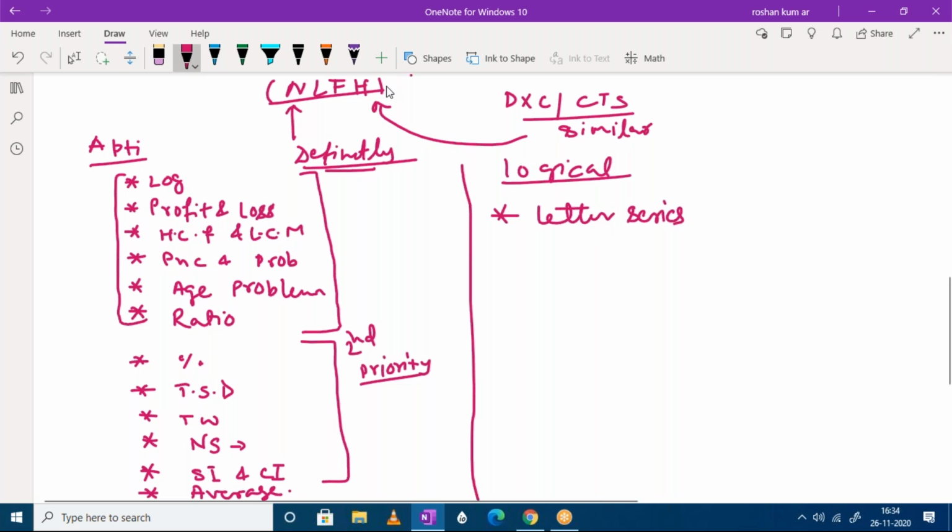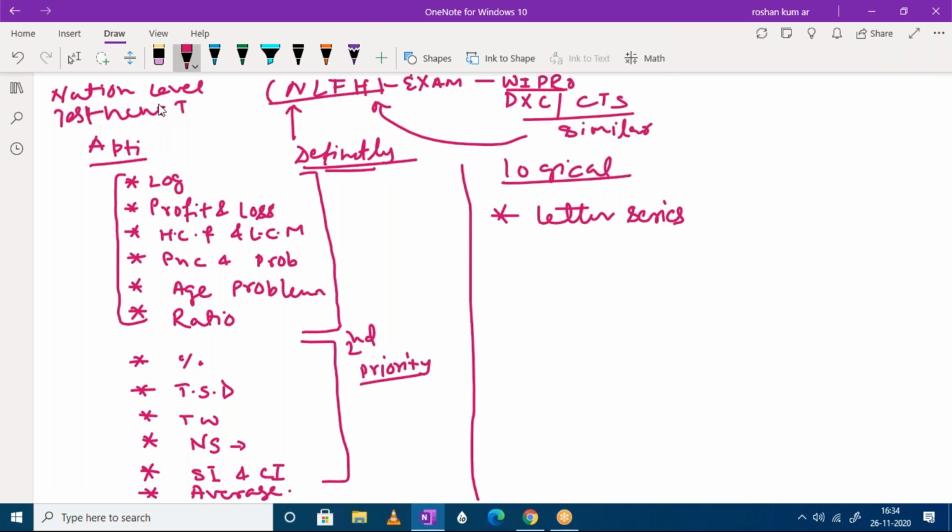Rupali, dear, NLTH is nothing but the name of an examination. It's the name of an examination which Wipro will conduct. This is for Wipro only, Rupali. NLTH means National Level Test Hunt or something like that. Like TCS has NQT, similarly the name of this test is NLTH, and this is for Wipro company. So I'm talking about Wipro company only in the class, and whatever topics I'm talking about are with respect to that only.